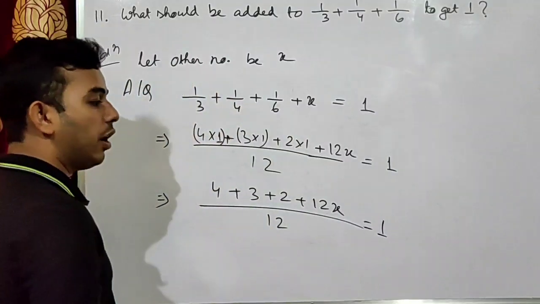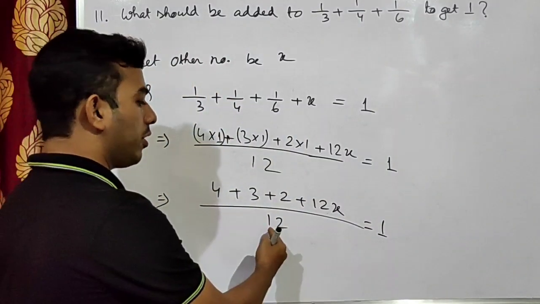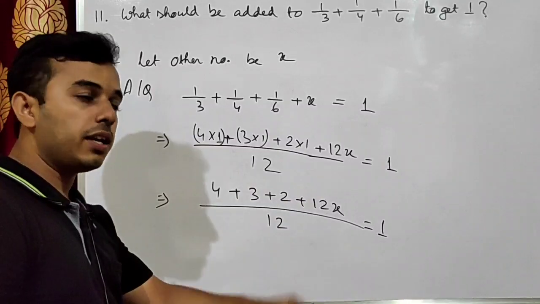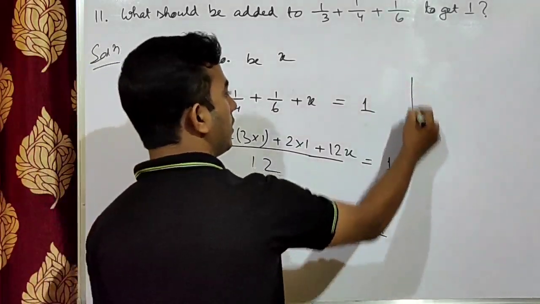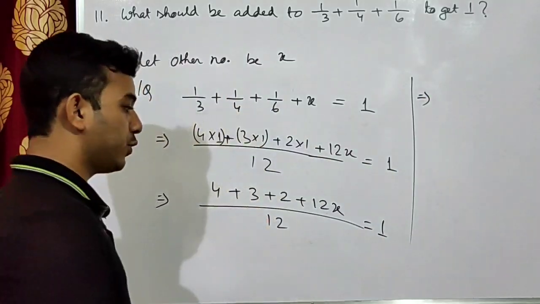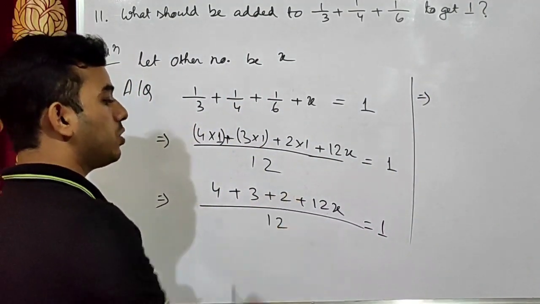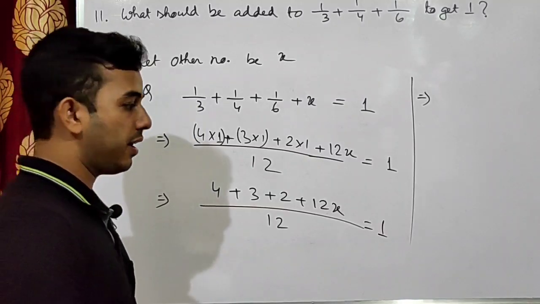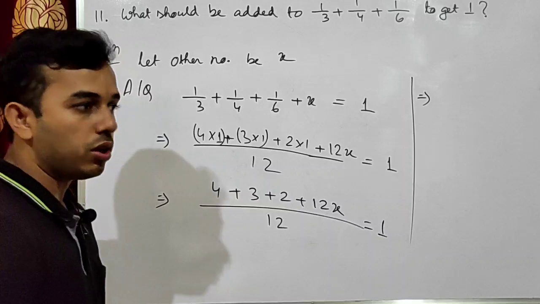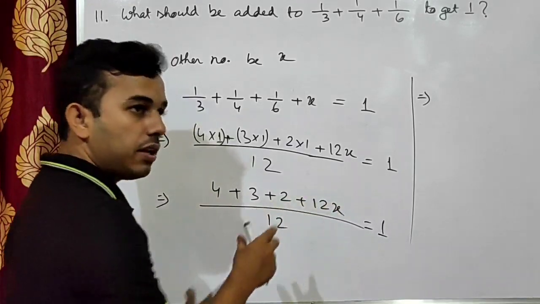Up to this clear? Now as of earlier, we will remove this 12 to the other side. Now here it is divided, so when we change the side, it will get multiplied. So our next equation will be, look, 4 plus 3 is how much? 4 plus 3, 7. 7 plus 2 is how much? 7 plus 2, it is 9. 9 plus 12x. Now is it possible to add 9 with 12x? No. This is a variable, right?